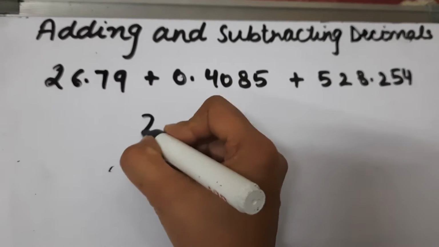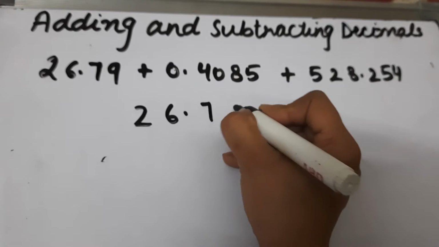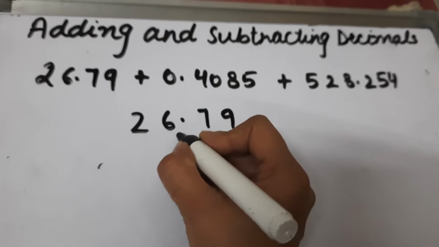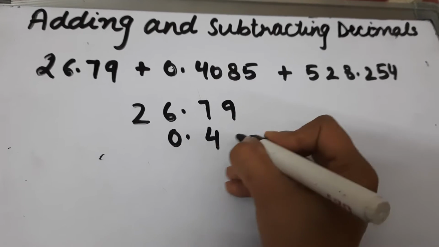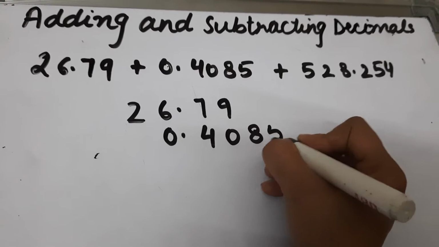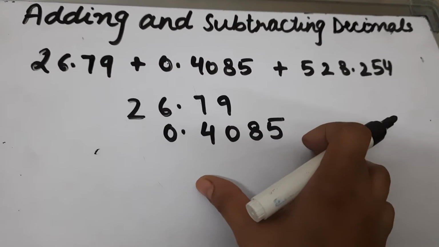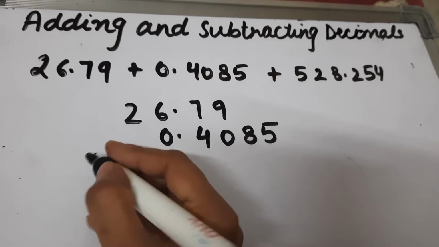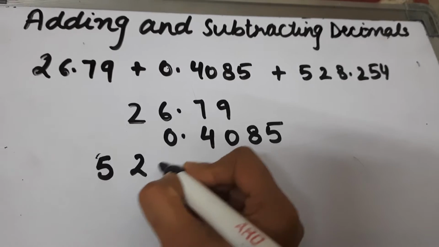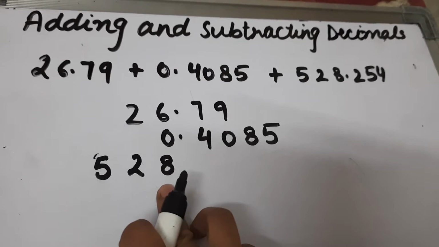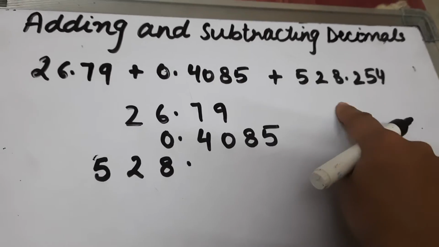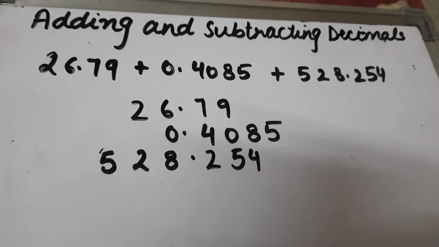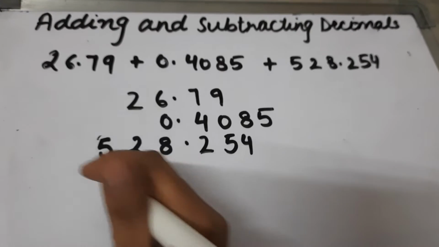I have 26.79. After that, 0.4085, like this you will place the digits. And after that 528. 5 is at the hundreds place, so write 5 at the hundreds place, 2 at the tens place, 8 at the ones place. Then after the decimal, 2 is at the tenth place, so 254. Like this we arrange the digits and now add.